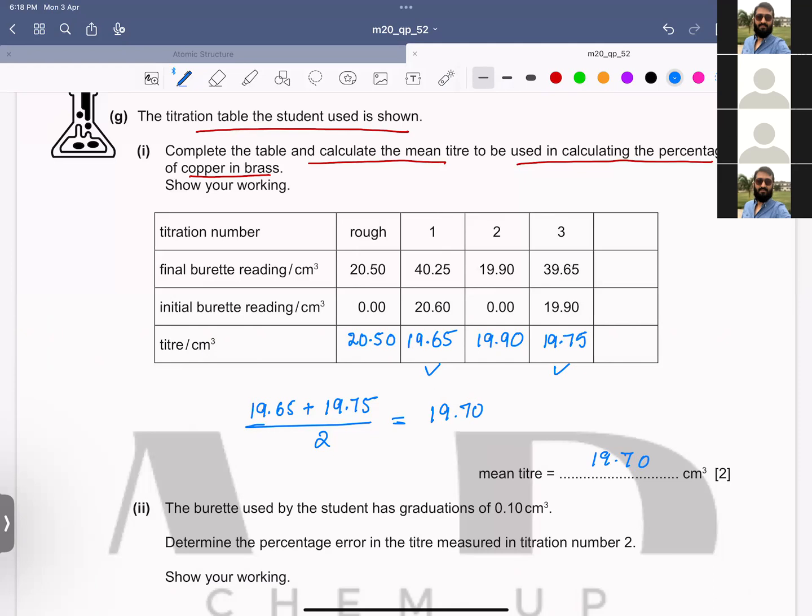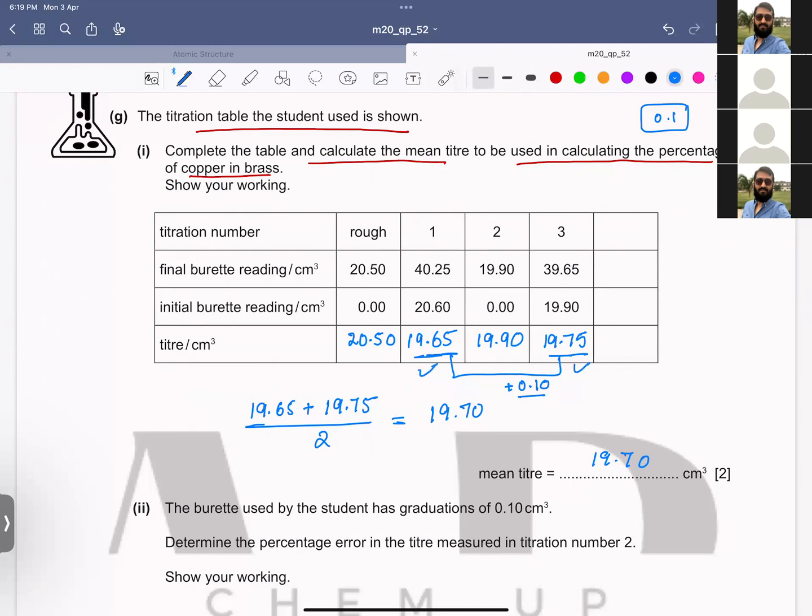To make the mean titer, we always need two best results. That is what we tell the students while they are doing practicals. You need only two results with a difference of 0.1 only. That can be used for further calculation. If you see, it's 19.65 and it is 19.75. Between these two, there is a difference of only 0.1. Yes, sir. That's why I have chosen these two and ignored the rest.